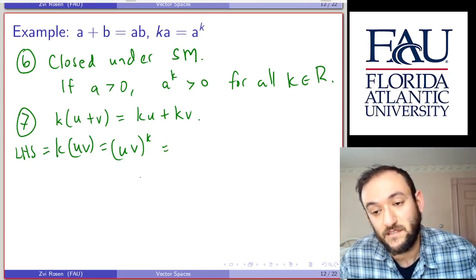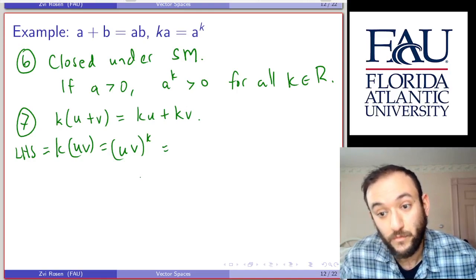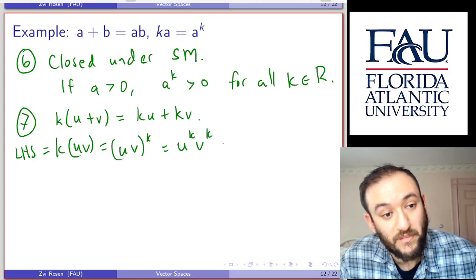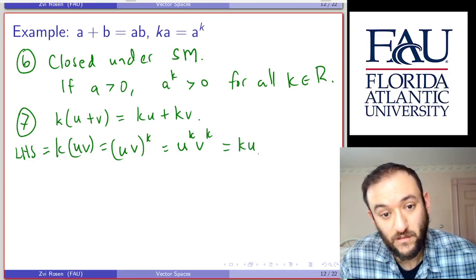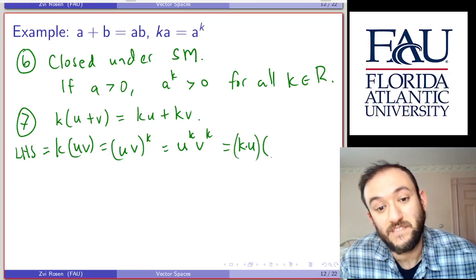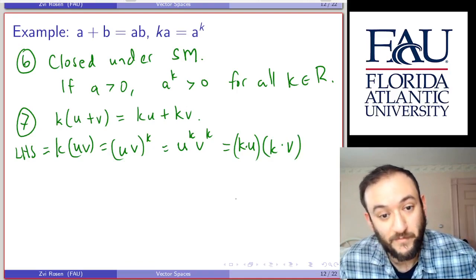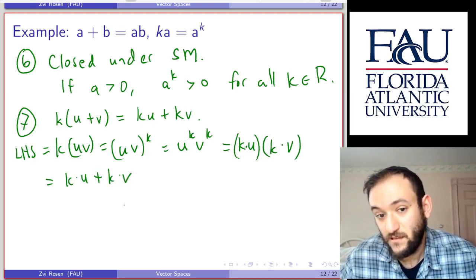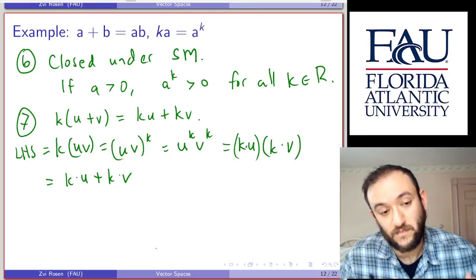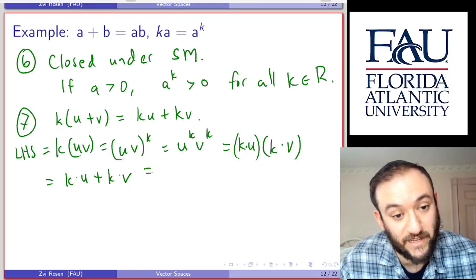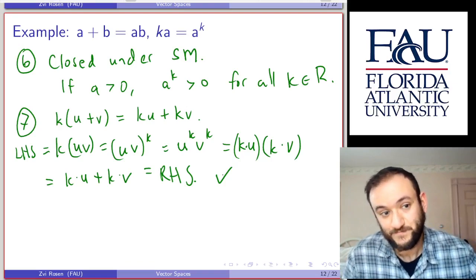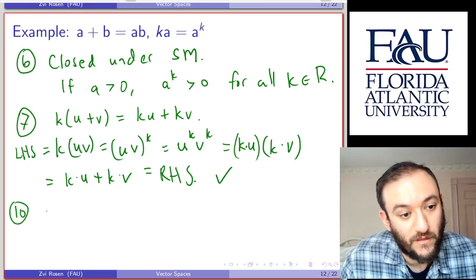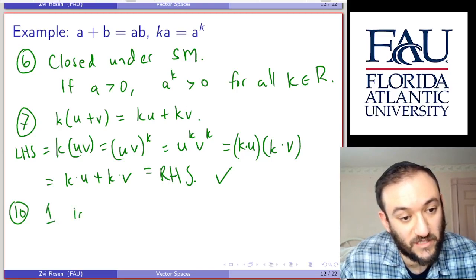But then if we're talking about uv raised to the kth power, now we're in normal real arithmetic. The exponent distributes. So this is u to the k, v to the k. But that equals ku, k scalar multiplication u, times k scalar multiplication v in this weird system. And that's equal to k dot u plus k dot v once we translate to this weird vector addition. Okay, and that's the right-hand side. So we verified this identity. Okay, again, weird, but it works. Finally, we just want to check that 1 is our unit, is the identity for scalar multiplication.